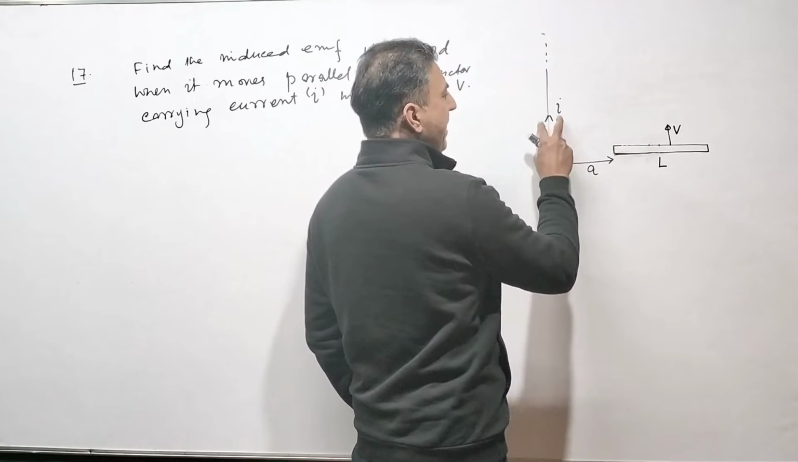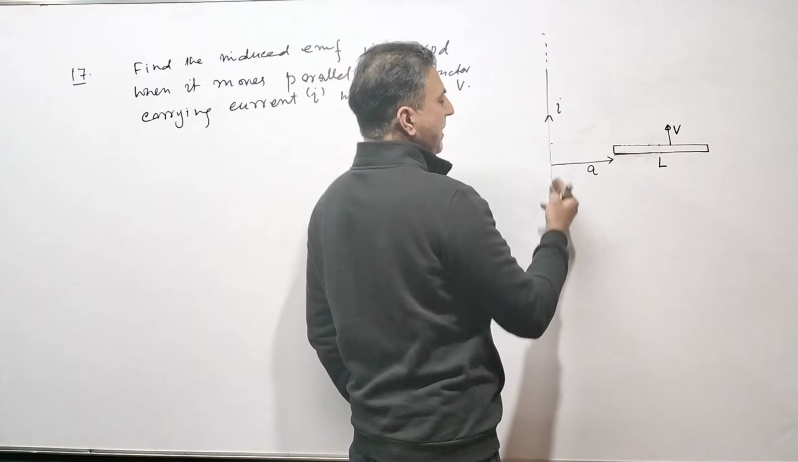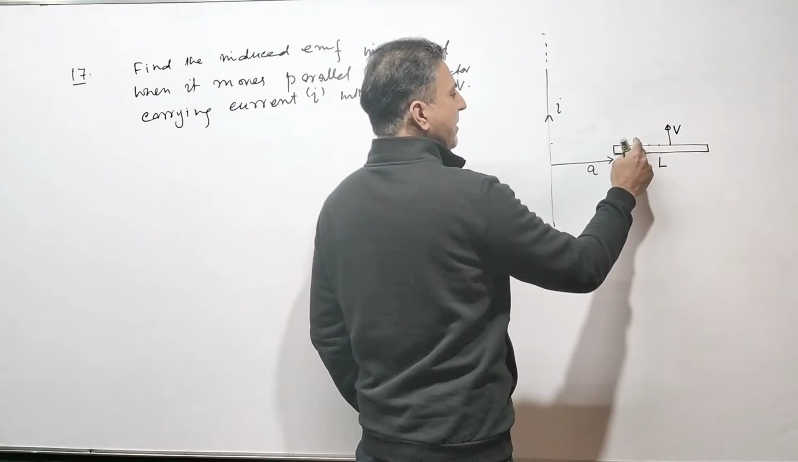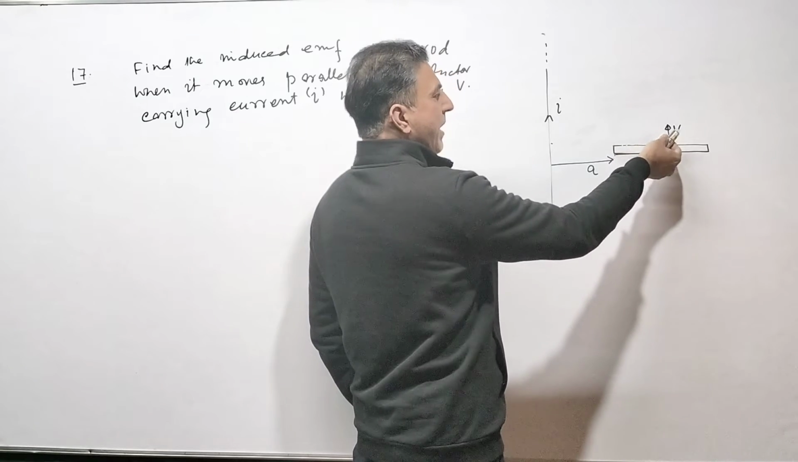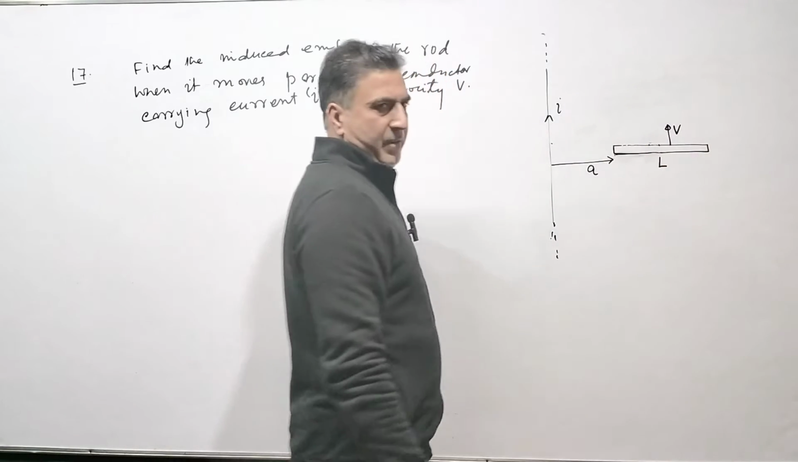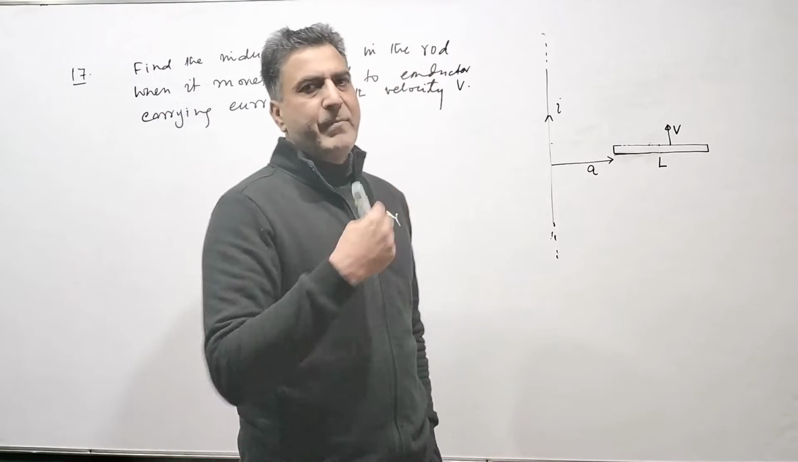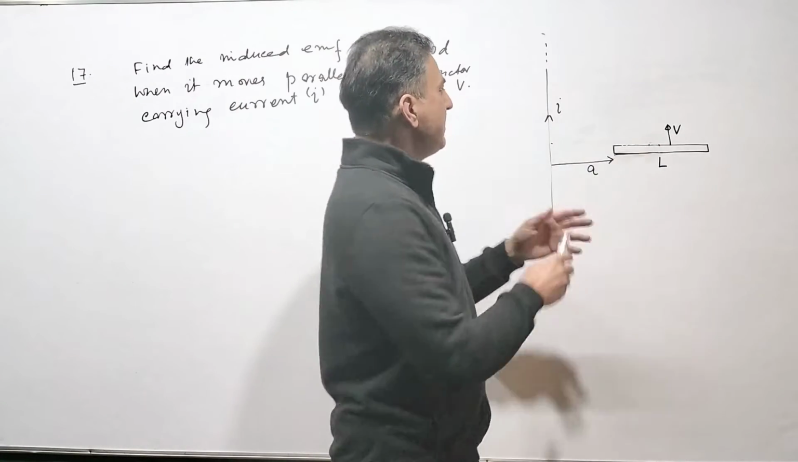Because it is cutting the magnetic field of this conductor. This conductor creates a magnetic field around it, and this rod is in that magnetic field, and when it goes up, it cuts that field. When the field lines are cut by the rod, then there is an induced EMF. And here it cuts the field lines.